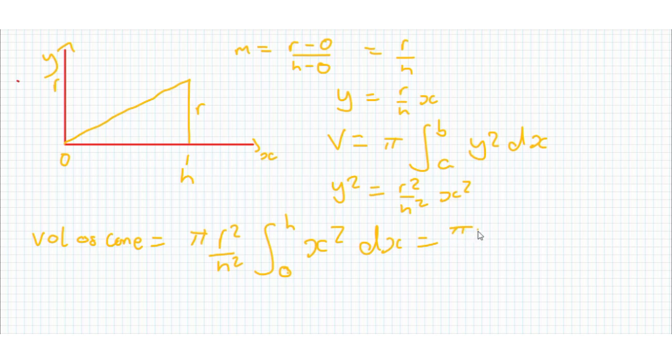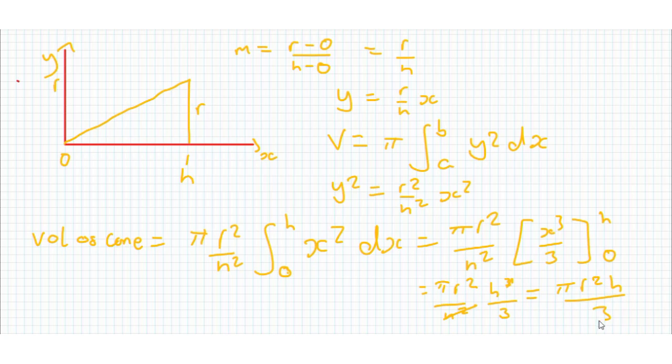This is equal to pi r squared over h squared, x cubed over 3, from h to 0. Of course, we plug in 0, we just get 0, so we just need to consider h, and that gives us pi r squared over h squared times h cubed over 3. The h squared cancels with two of these h's, and that gives us pi r squared h over 3, which is the well-known formula for the volume of the cone.